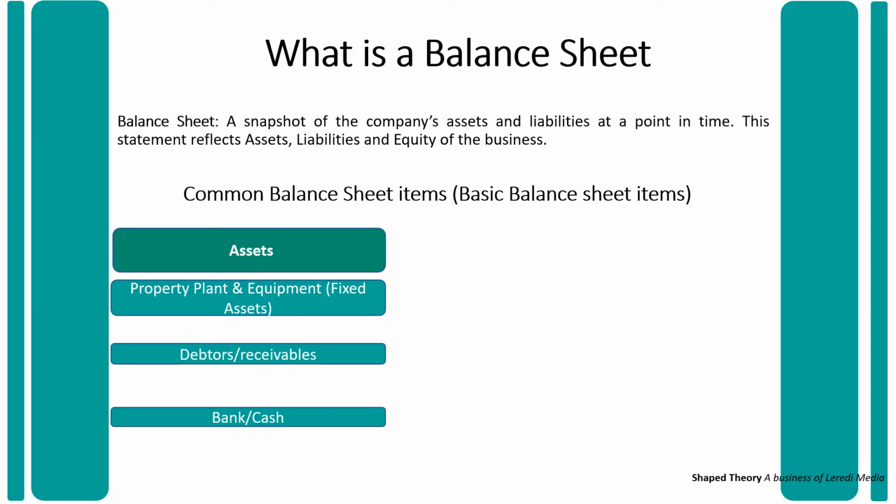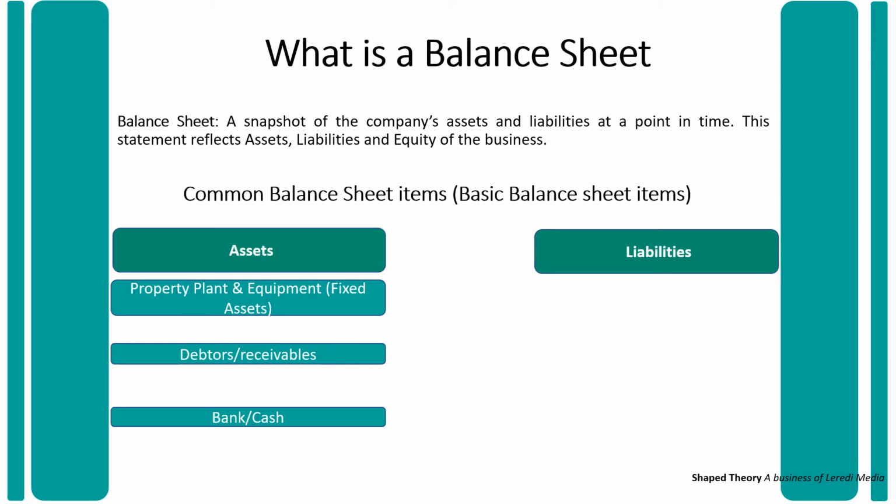Another one is bank. Other people call it cash and cash equivalents. This is also a current asset because we expect it to be converted into cash within a period of 12 months, because it's cash, it's bank. It can be used within a period of 12 months or so.